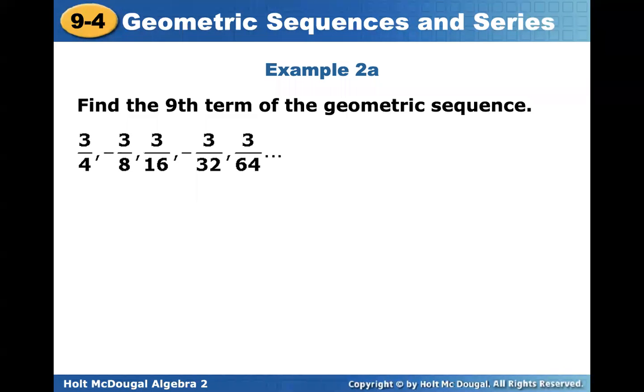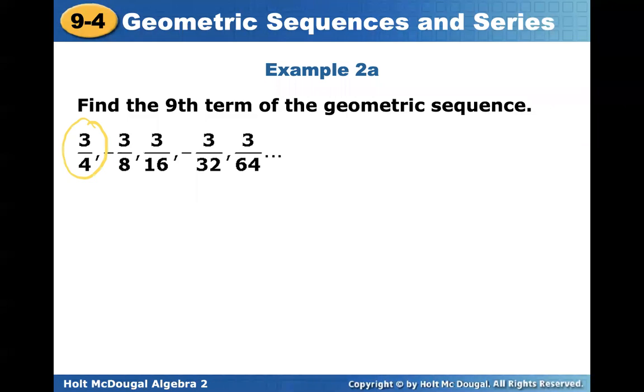All right, so let's look at using that general rule here. This is find the 9th term of the geometric sequence. Now, hopefully you can see there is some type of pattern there: 3/4, then we have -3/8, 3/16, -3/32, 3/64. Well, if we want to find the 9th term, I sure better find the first term, which I can just circle right there. But then we also need to find the ratio.